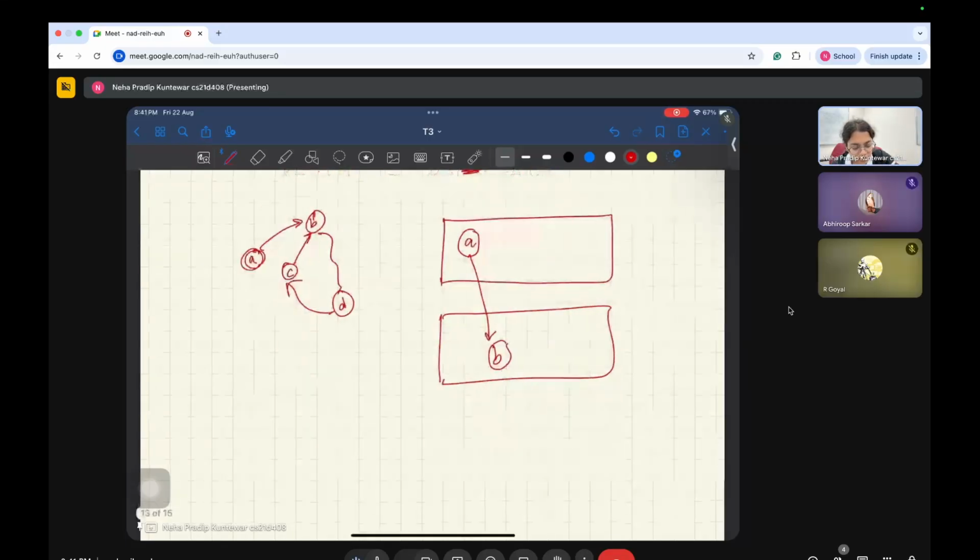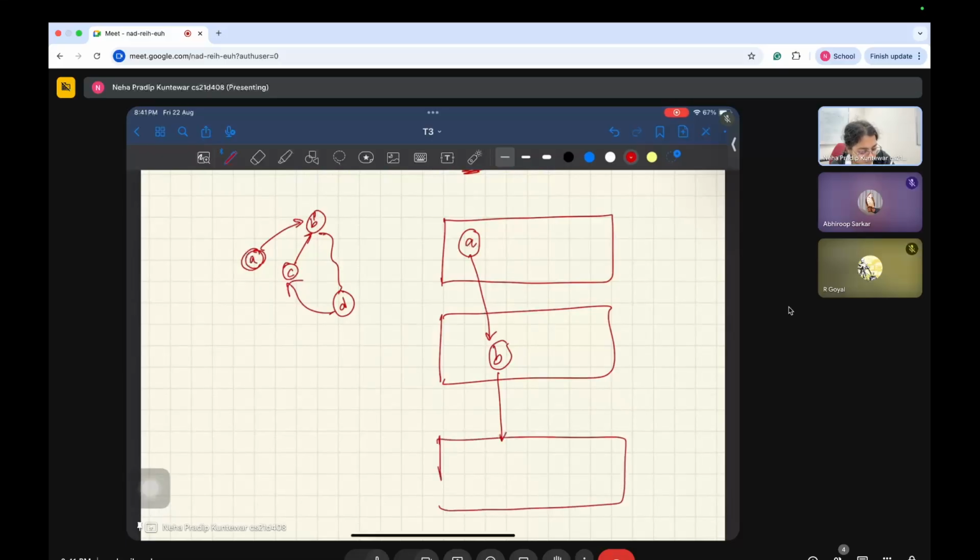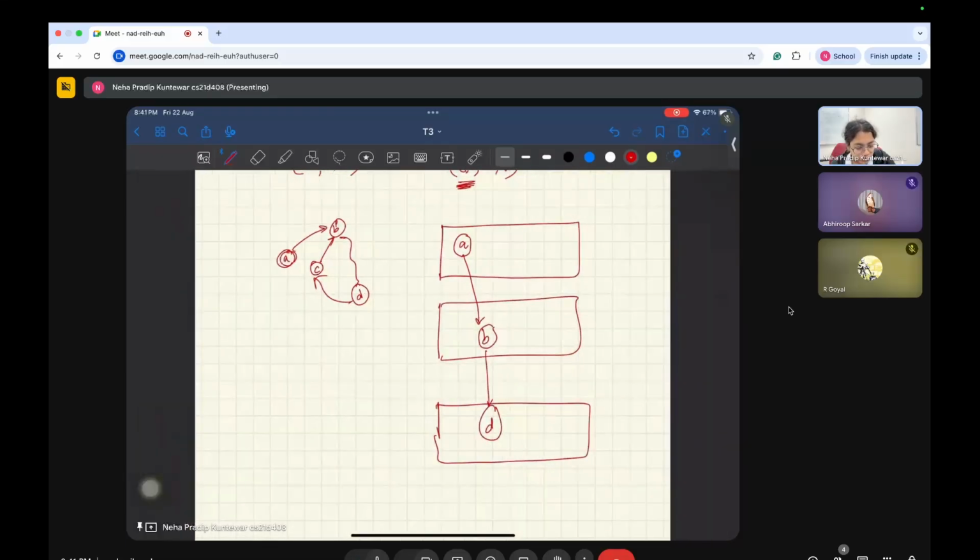So let's say then I have B to D, so I'll go one level down, and let's say we have D to C. Okay, one second, what do I want to do?